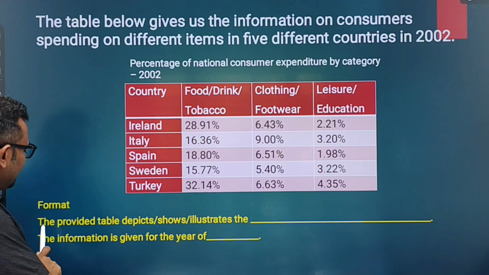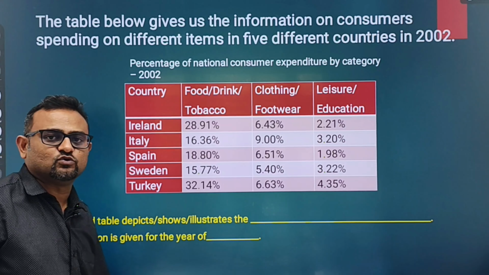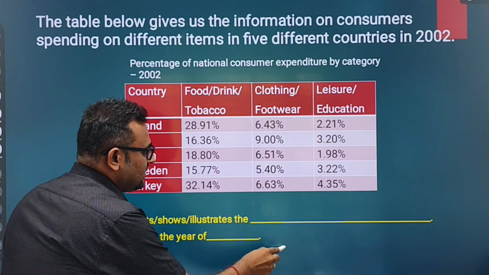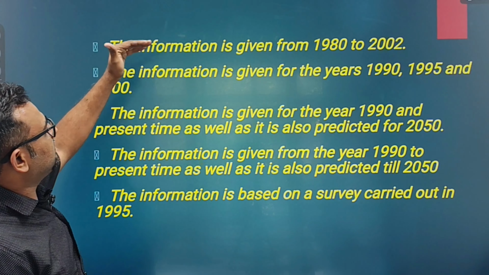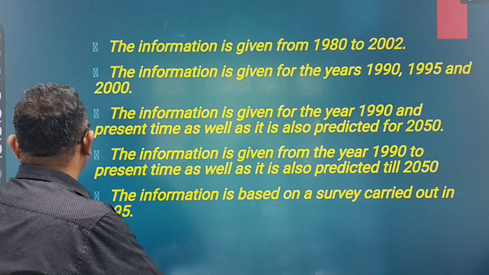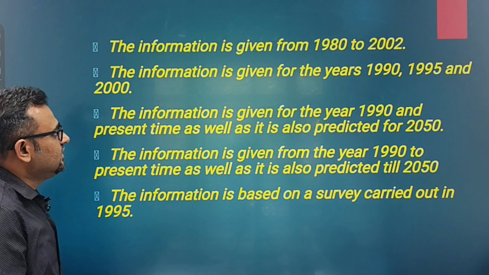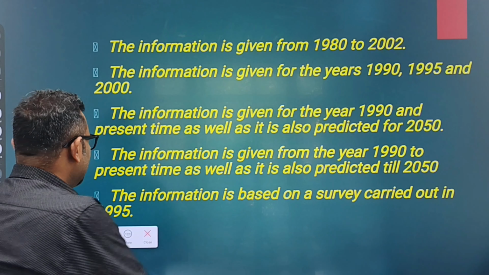So in this case, the information is given for the year 2002. Okay. Now let's take different cases. First, the information is given from 1982 to 2002.